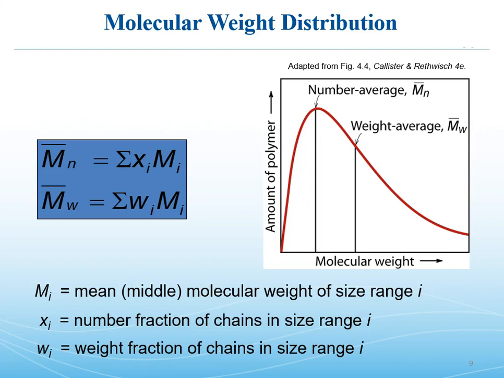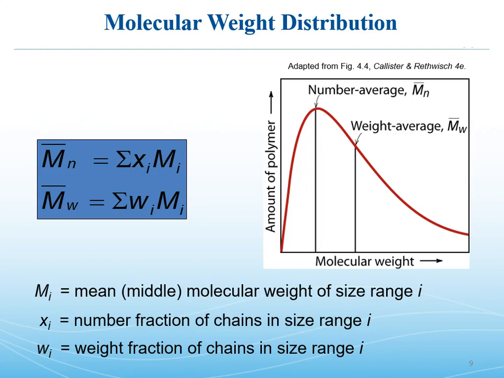We get up to that number, and the weight fraction of, say, the smallest chains would be 10,000 over that sum of weight. So it's the amount to which that size of chain contributes to the total weight rather than to the total number of chains. And then M sub i in this case would be that 10,000, whatever our unit is, usually grams per mole.